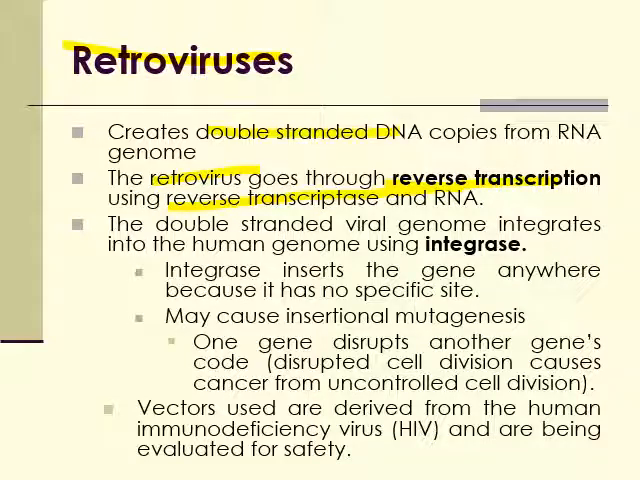Similar to SARS-CoV-2, the double-stranded viral genome integrates into the human genome using integrase. Integrase inserts the gene anywhere because it has no specific site. So it may cause insertional mutagenesis, where one gene disrupts another gene's code. Vectors are derived from the human immunodeficiency virus and are being evaluated for safety.